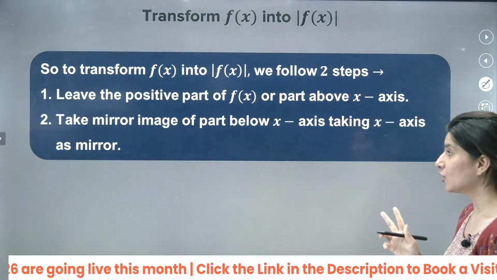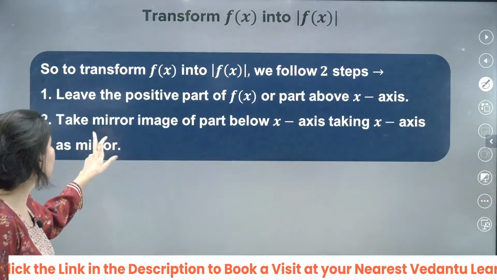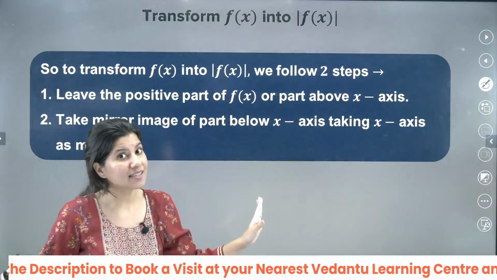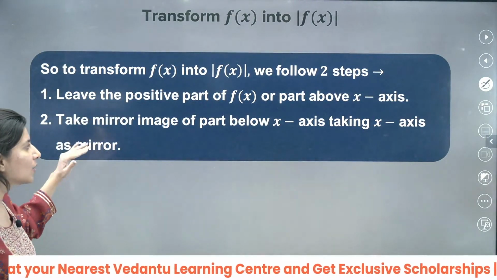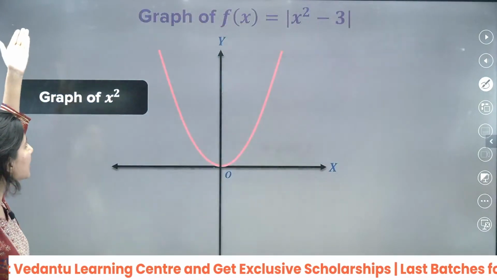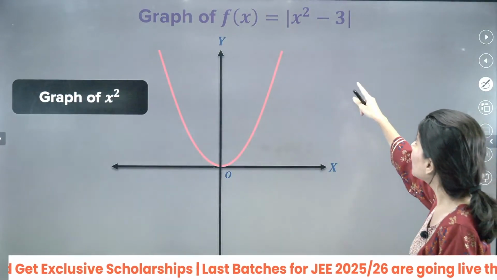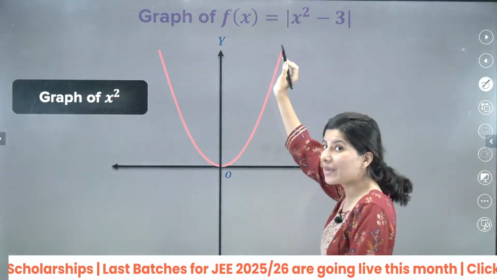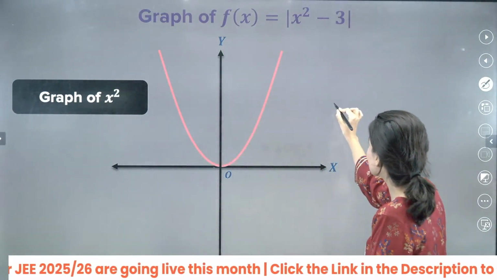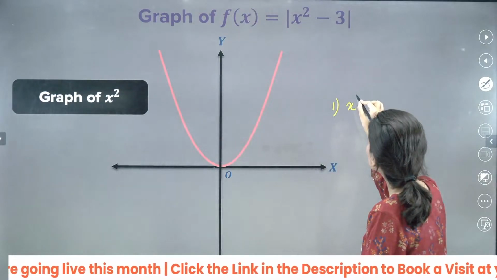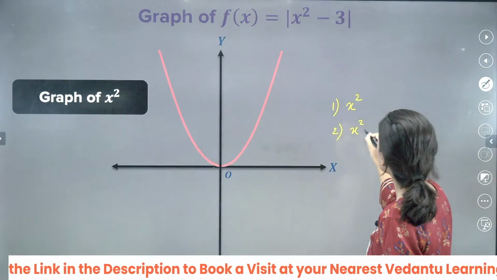So 2 steps we need to do. You can read both the steps over here. Leave the positive part as it is. You don't have to touch the positive part. But for the negative part, you have to take mirror image about x-axis. All right. Now we are here to plot the graph of mod of x square minus 3. There are multiple steps involved. First I'm going to start with x square. Now second, I need to make x square minus 3.